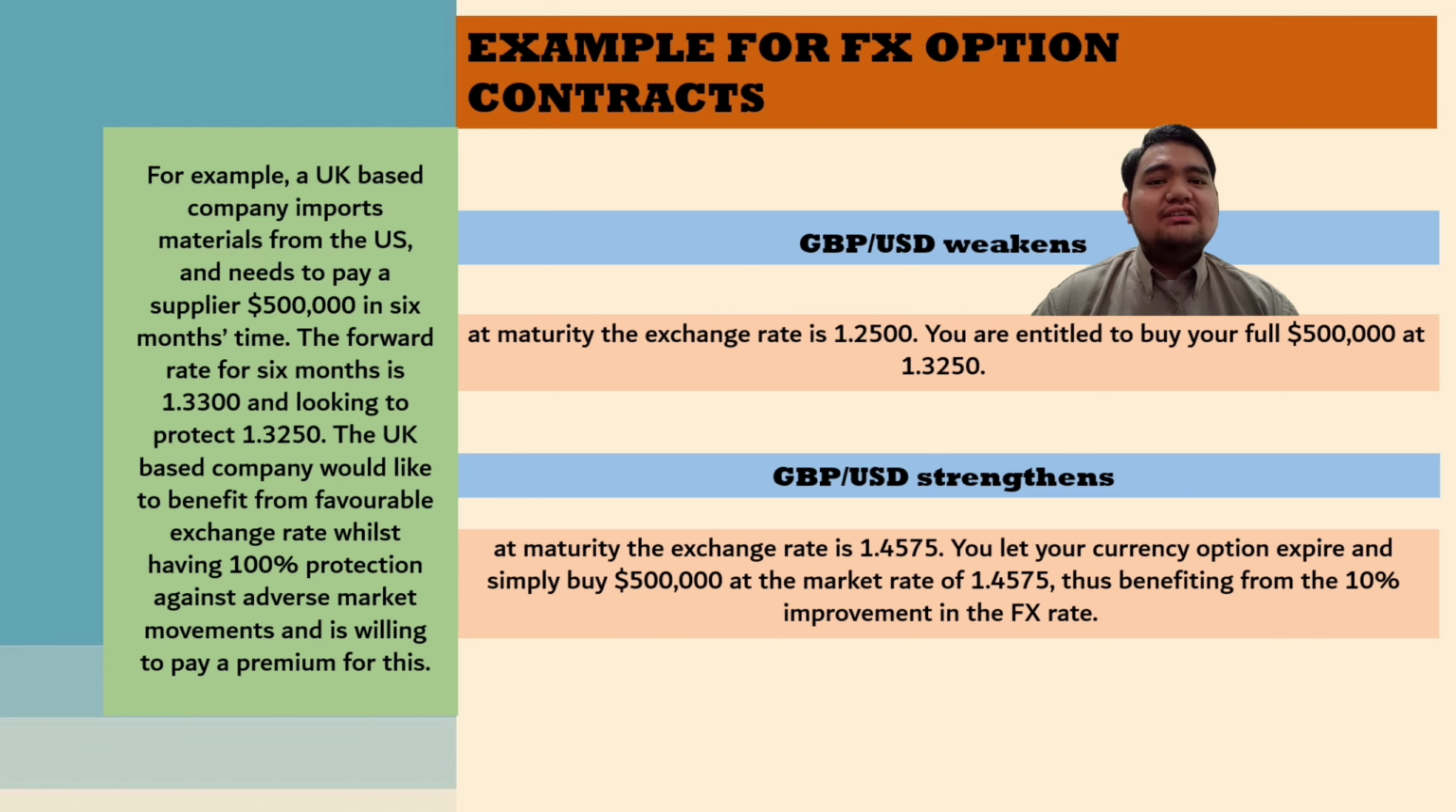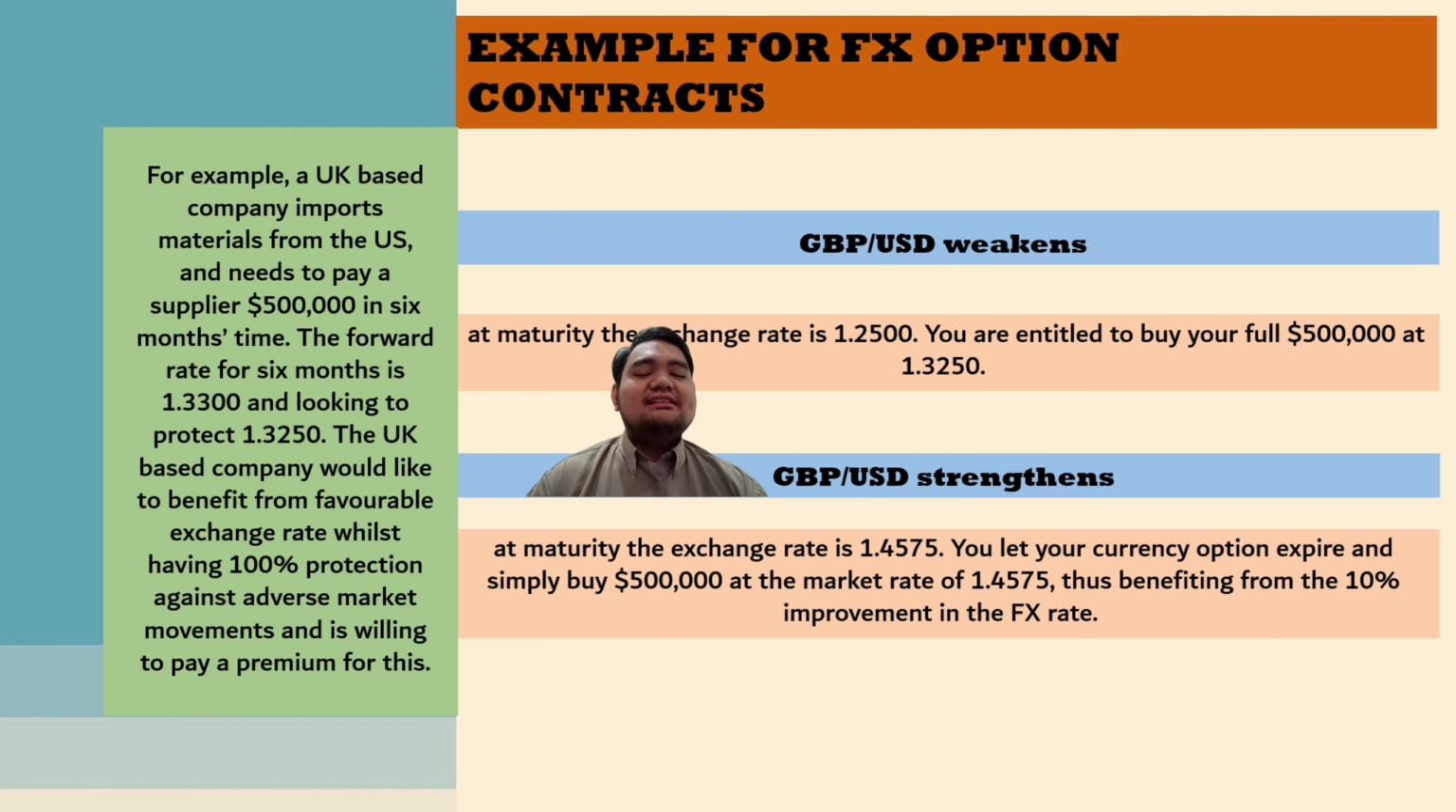And there are two scenarios that we can see from here. First is when the British pound and US dollar weaken at maturity, the exchange rate is 1.25 and they are entitled to buy the full $500,000 at 1.325. And the second scenario is when the British pound and USD strengthen at maturity, the exchange rate is 1.4575 and they let the currency option expire and simply buy $500,000 at the market rate of 1.4575, thus benefiting from the 10% improvement in the foreign exchange rate.